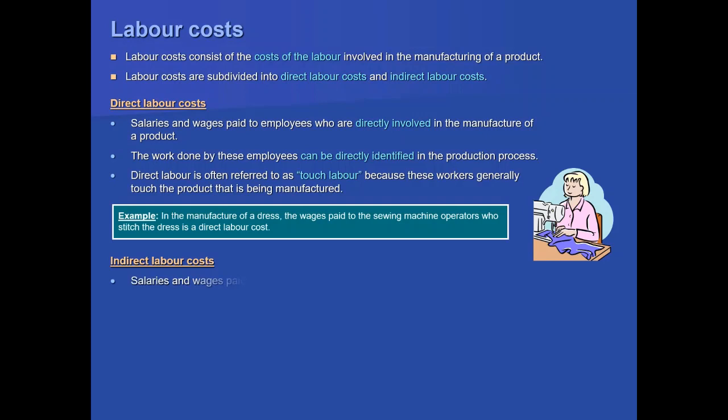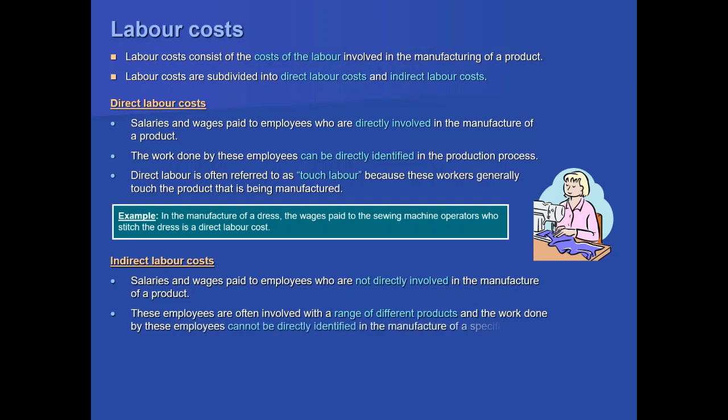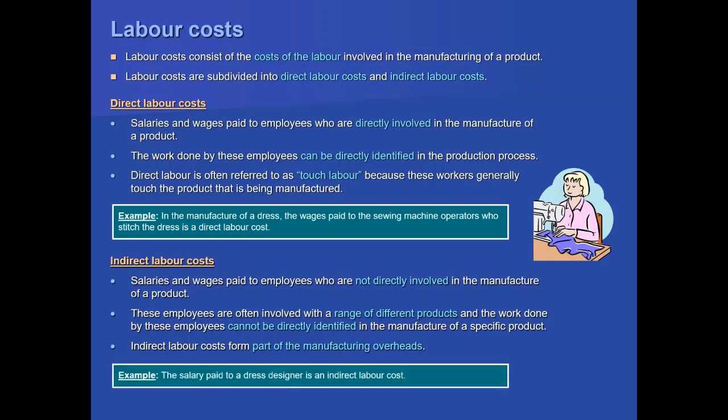On the other hand, indirect labor costs are the salaries and wages paid to employees who are not directly involved in the manufacture of a product. These employees are often involved with a range of different products, and the work done by these employees cannot be directly identified in the manufacture of a specific product. Indirect labor costs form part of the manufacturing overheads. An example would be the salary paid to a dress designer as an indirect labor cost.